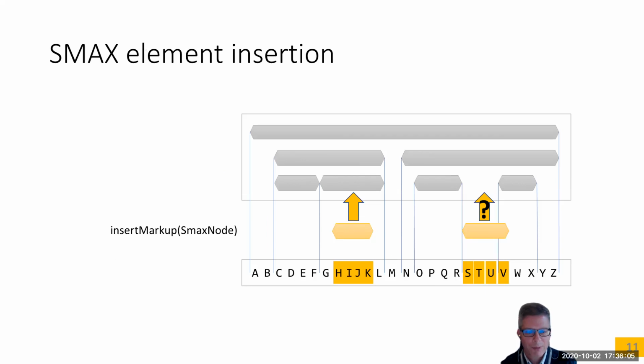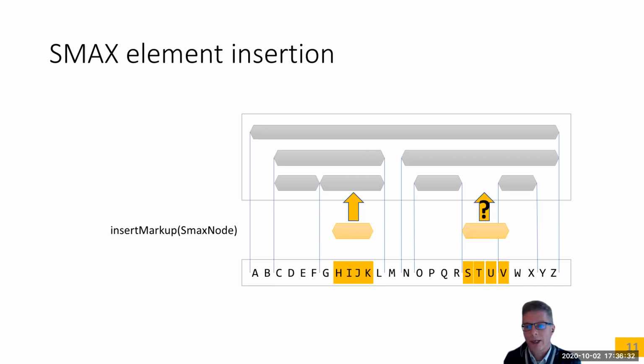So what happens when we insert an element? Well, on the left, there's a yellow element containing the text H, I, J, K. And if we insert that, it perfectly fits in its parent. So we can just keep its start and end position and all is well.